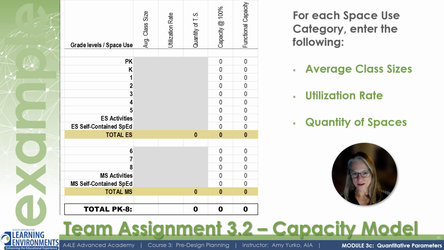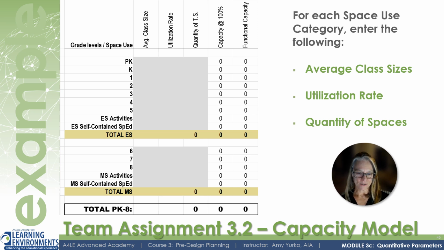I offer you a capacity model worksheet for this assignment. It's an Excel file that you can download from within Canvas, and it shows a simple chart of toggles and calculations for understanding the spaces required to achieve a given student capacity. In this template, the left column is grade levels and or space uses, and I've separated the elementary school component of the worksheet from the middle school component for the purposes of this example. You'll enter the values into the gray shaded areas. The unshaded areas will automatically calculate, so be sure not to alter those cell formulas.